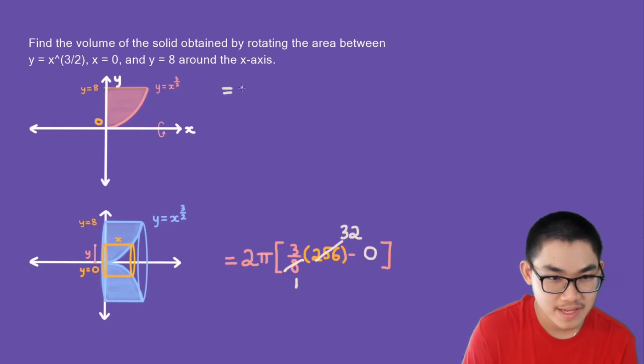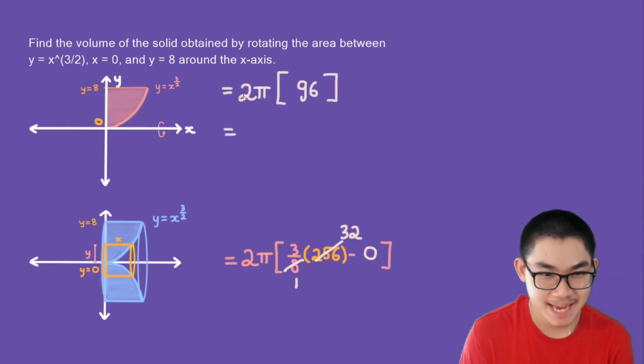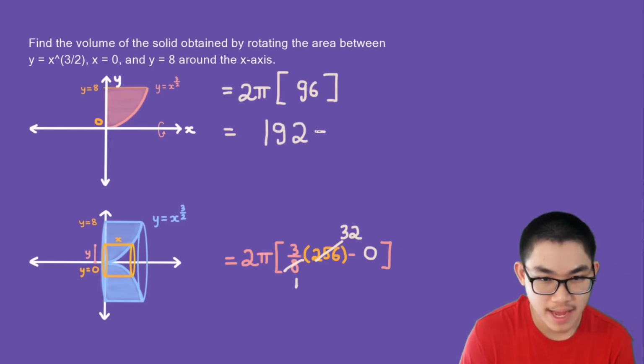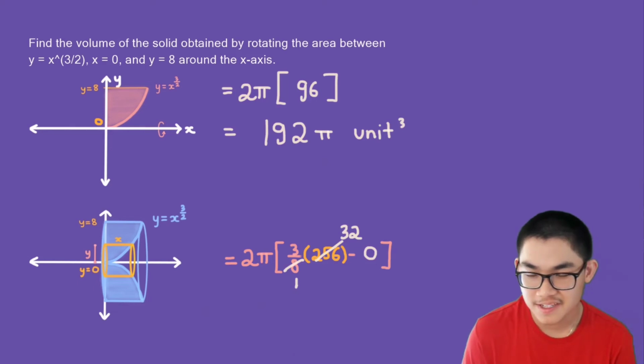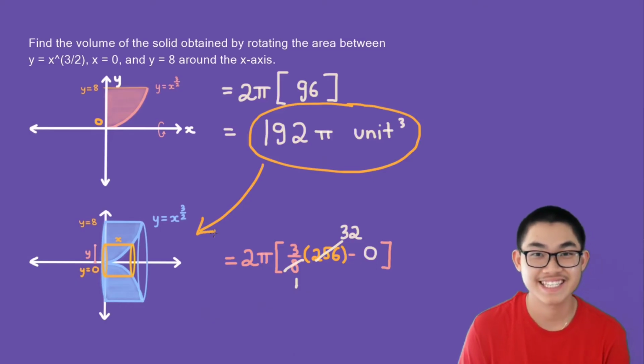So this is going to be equal to 2 times pi times 32 times 3. That's going to be 96. Close up bracket. 96 times 2 gives you 192 times pi, unit to the power of 3. So this number right here represents the volume of our three-dimensional object.